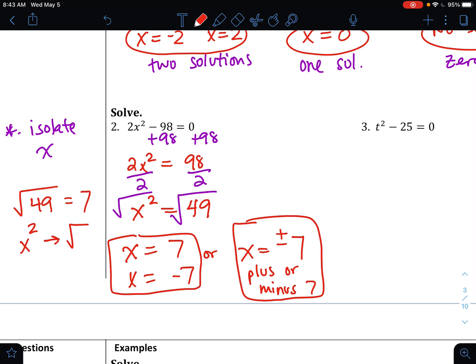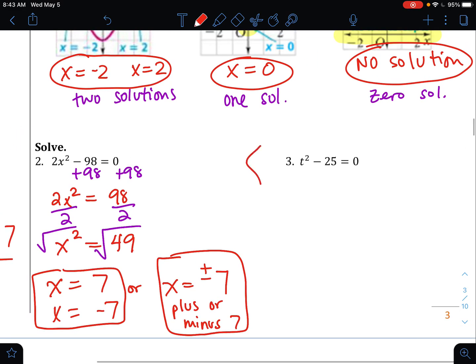All right, so the key element here is when you are solving an equation with x squared, we have to ultimately take the square root of both sides once we have x squared isolated. So here's an example of 2 solutions.